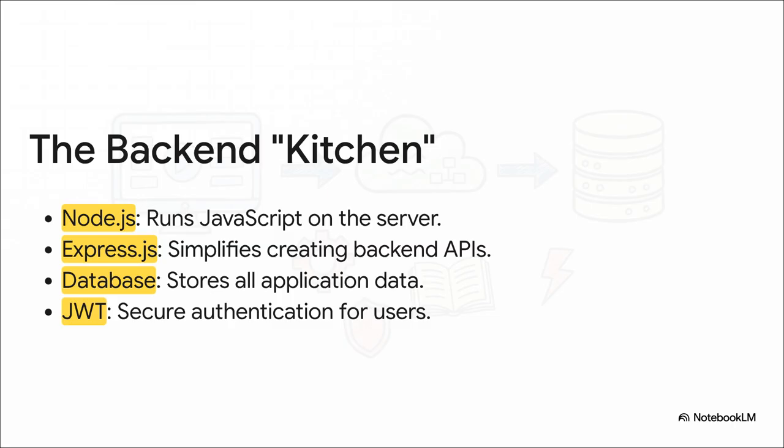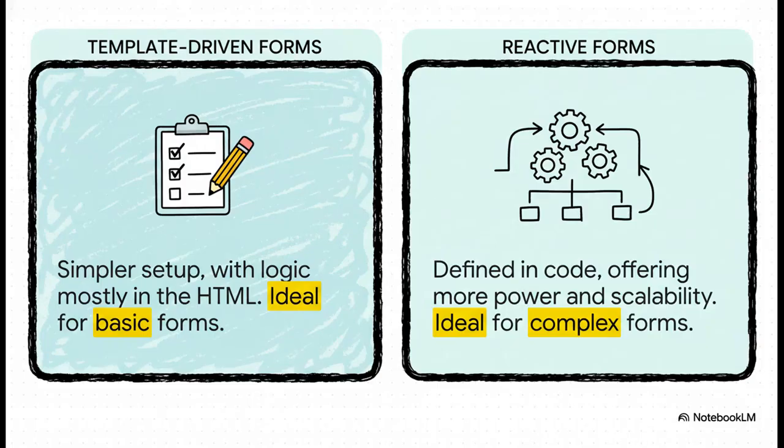And then you have things like JWTs, which are basically for security. They're like a VIP pass that makes sure only the right people can get in. This whole connection is especially powerful when you're dealing with user input, like when someone fills out a form. And for forms, which pretty much every app needs, Angular actually gives you two different flavors to choose from. You've got template-driven forms, which are super simple and great for basic stuff like a search bar or a login form. Then you have reactive forms, which are way more powerful and scalable, perfect for those really complex, dynamic forms with lots of custom rules.